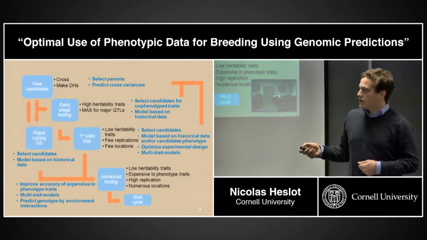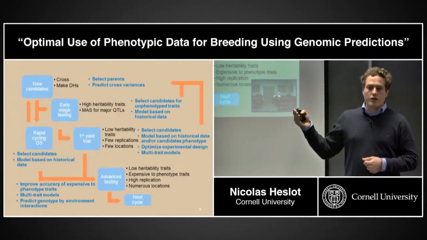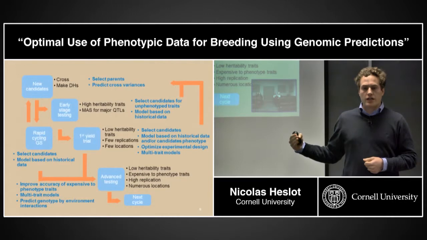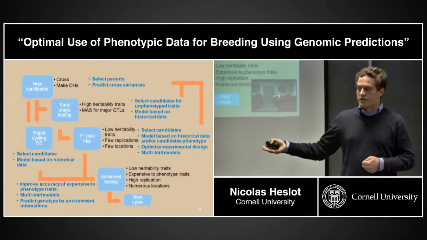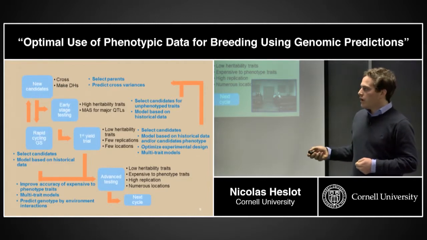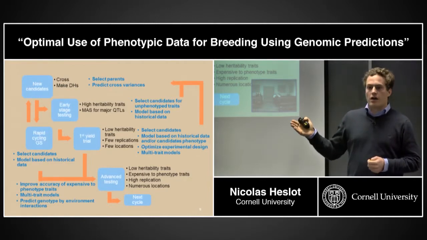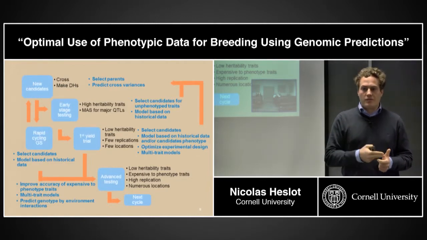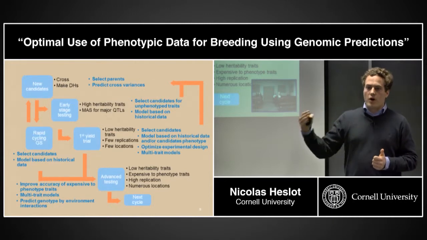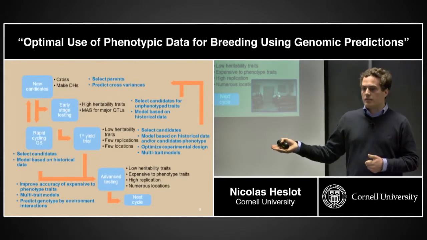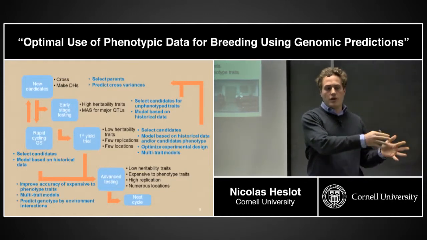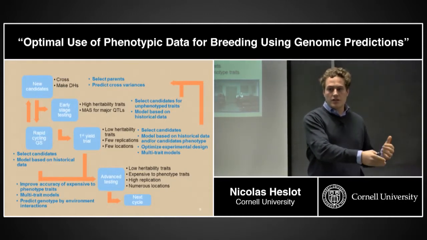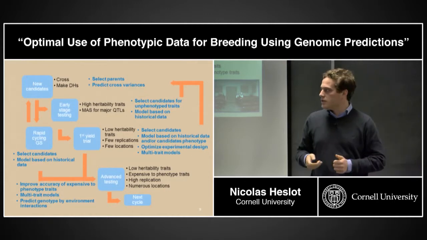First, at the candidate generation stage, we could use GS models or marker techniques to predict which crosses are the most promising, that is, predicting cross variance, for example. On early stage testing, we could combine phenotype on a high heritability trait with marker data to predict yield, for example. So we combine genomic selection for a hard-to-phenotype trait plus phenotype on an easy and cheap to phenotype trait.